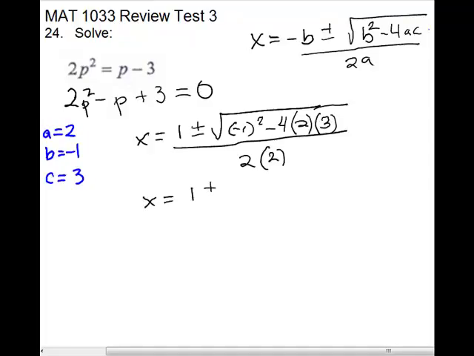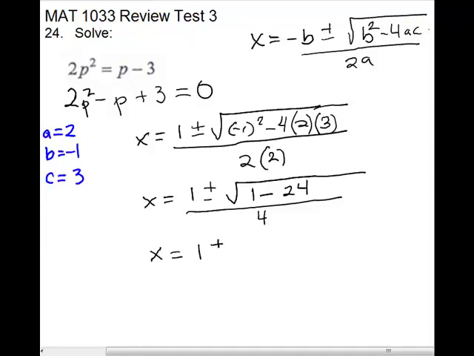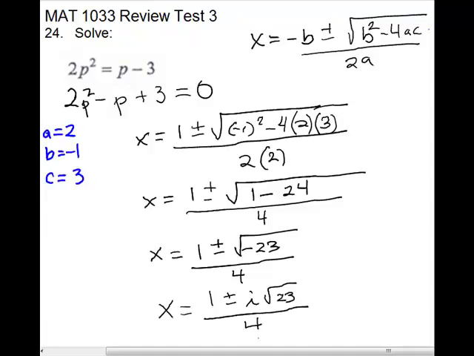Then we'll clean up. So x equals 1 plus or minus the square root of 1 minus 8 times 3 is 24. You might notice you're going to end up with a negative under that radical. It's going to give you a complex number. So you're going to have an I there. So we have 1 plus or minus the square root of -23 over 4. We will take the I out. X equals 1 plus or minus I times the square root of 23 over 4. And this doesn't simplify anymore. So that gives our two solutions. 1 plus the I square root of 23 over 4 and 1 minus the I square root of 23 over 4.